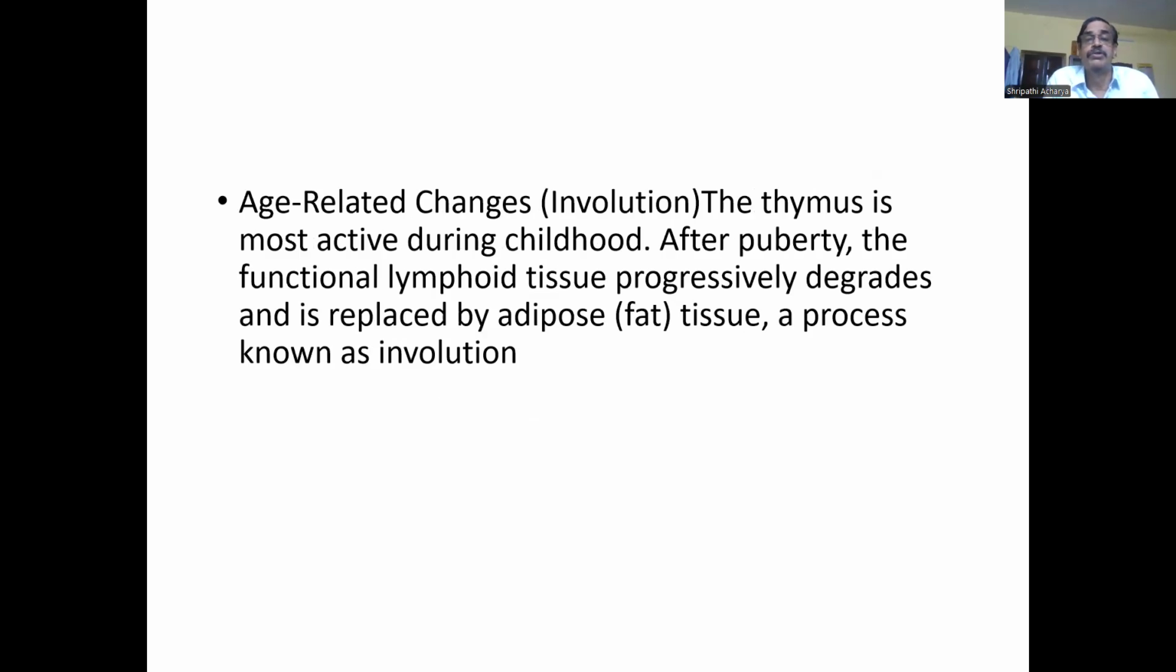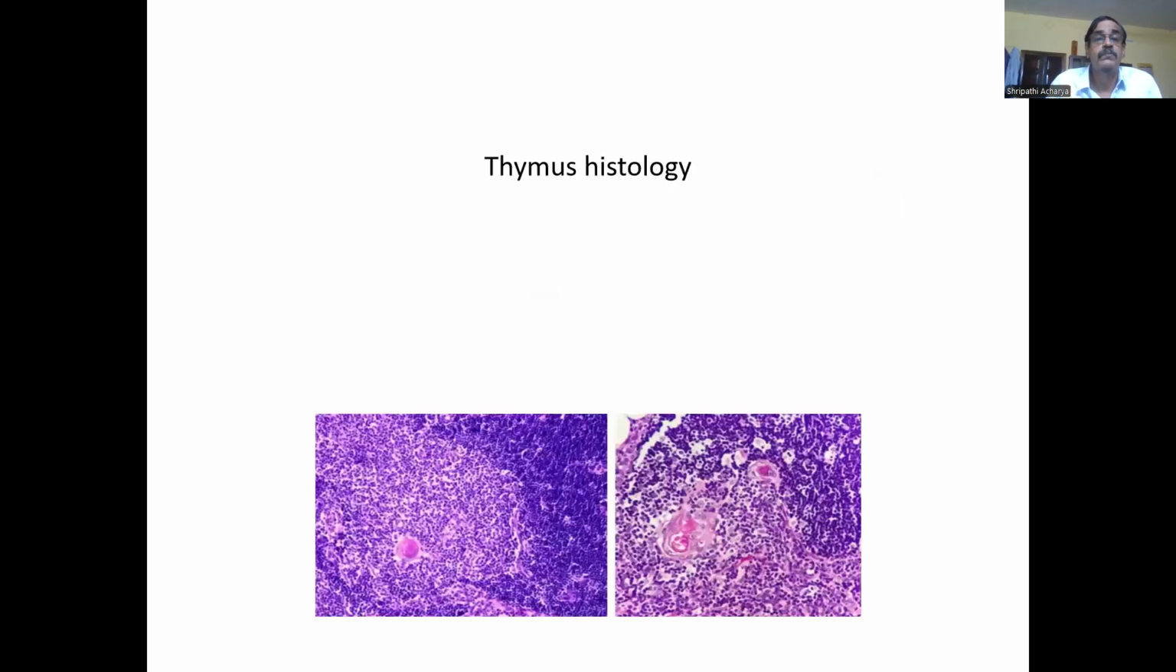Age-related changes and involution. Thymus is most active during childhood. After puberty, the functional lymphoid tissue progressively degrades and is replaced by adipose fat tissue, a process known as involution. The histology of thymus.